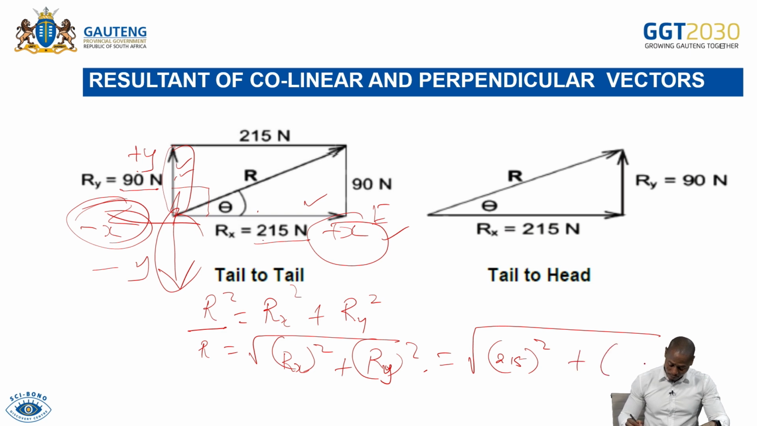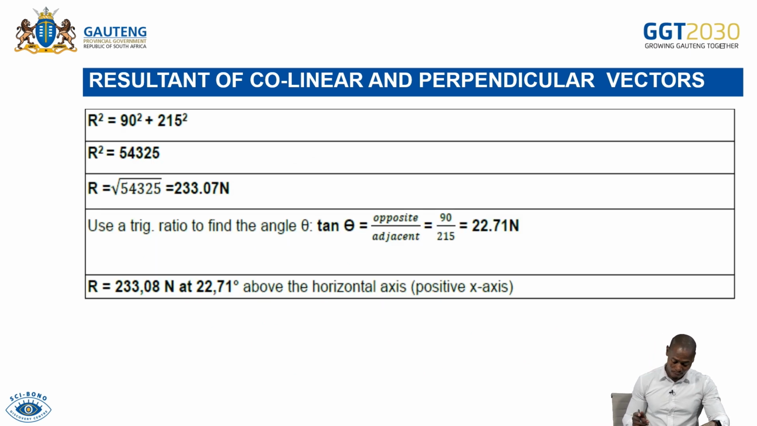Right, plus what is our Ry? 90 what? Squared. Okay? So then you'll get what? The magnitude. So what are we getting here? The answer here will be what? 233.07 what? Newtons. Okay? So it's 233.